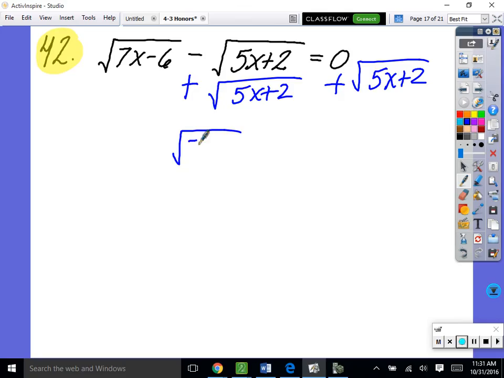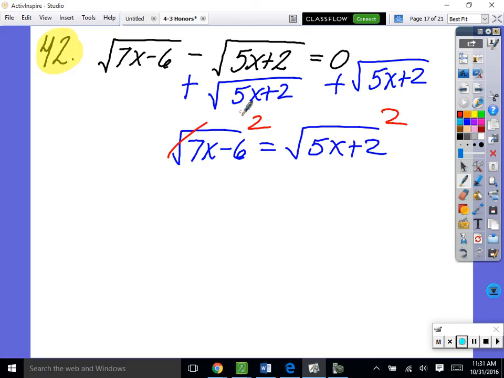So right now we have the square root of 7x minus 6 equals the square root of 5x plus 2. Isn't that pretty easy? The roots are isolated, then we would square both sides. Well, in this problem, didn't root cancel out with power? And on this side, didn't root cancel out with power? So did that make it like one of the easiest problems we've done so far? You know what I mean?